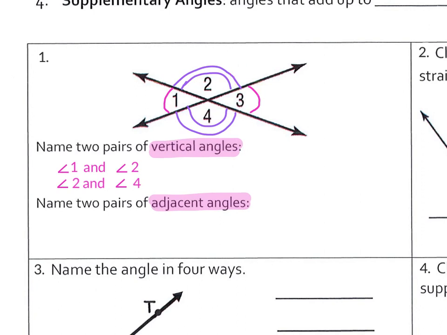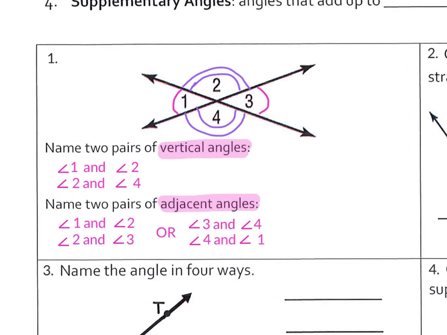So angle 1 and 2. And then we could keep going through that. So 1 and 2, but then we could also say 2 and 3. They're right next to each other. Or 3 and 4. Or 4 and 1. So we have 4 different options here. So name 2 pairs of adjacent angles. I'm going to give you 1 and 2, and then 2 and 3. But remember, we can also have those other options, and they were angle 3 and angle 4, and then angle 4 and angle 1. So any of those combinations would be fine.